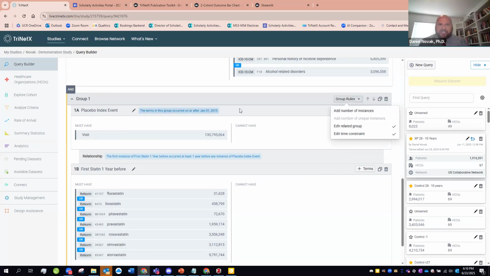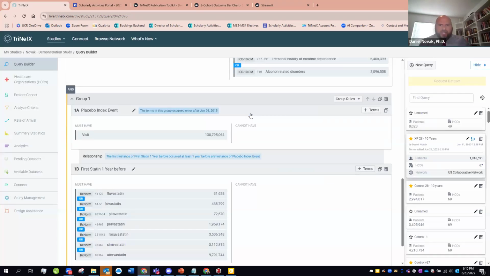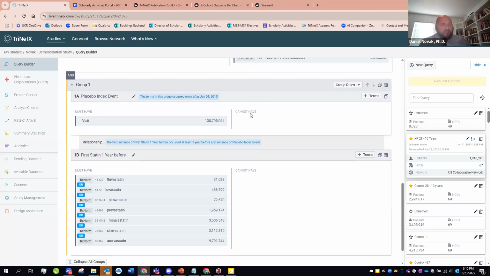Additionally, in this case, I have added the time constraint where it says add time constraint in the little group rules box typically. And I wanted this group to occur after January 1st, 2015. Partially just to limit the size of my cohorts because I'm grabbing random people, but also, the potential length of most of these electronic health records is somewhere on the order of 20 years.